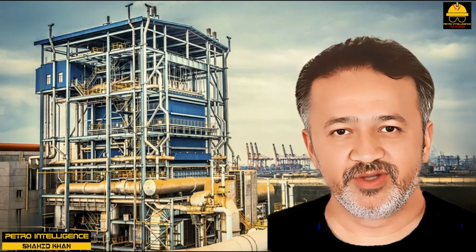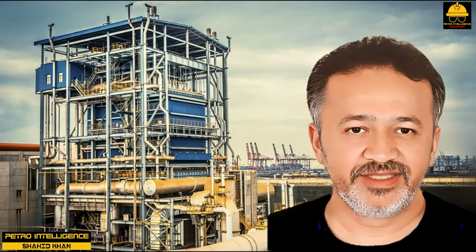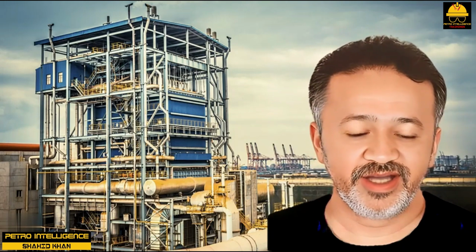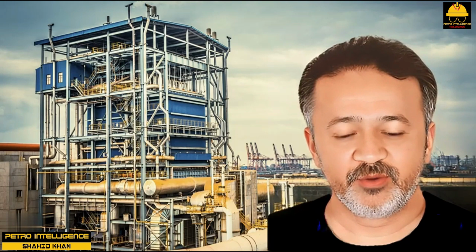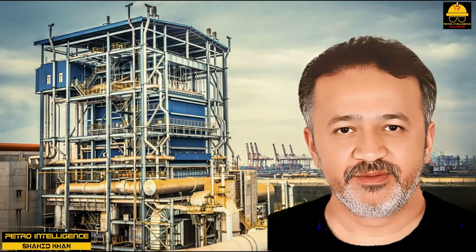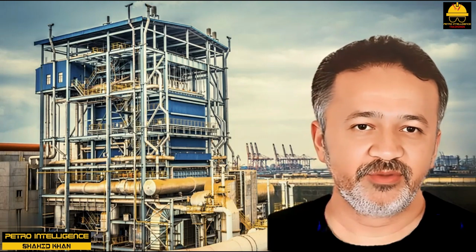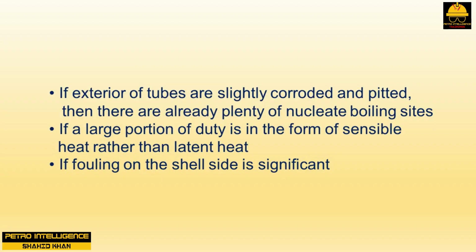The application of sintered metal tubes is limited, and, in some applications, they are either unnecessary, not beneficial, or really should not be used. For example, do not use sintered metal tubes in the following applications. If the exterior of tubes is slightly corroded and pitted, then there are already plenty of nucleate boiling sites. If a sizable portion of duty is in the form of sensible heat rather than latent heat. If fouling on the shell side is significant.